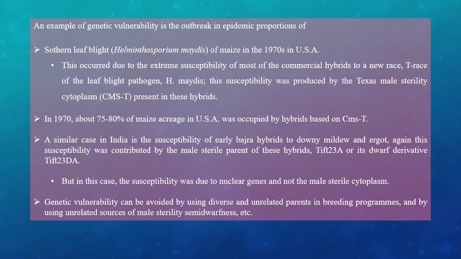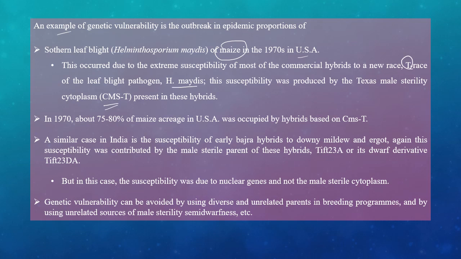Now, if we see an example of genetic vulnerability, there was an outbreak of epidemic in case of southern leaf blight, that is Helminthosporium maydis, in case of maize in USA in 1970s, due to the Texas male sterility CMS-T hybrid, which became susceptible to the T race of the leaf blight pathogen Helminthosporium maydis.